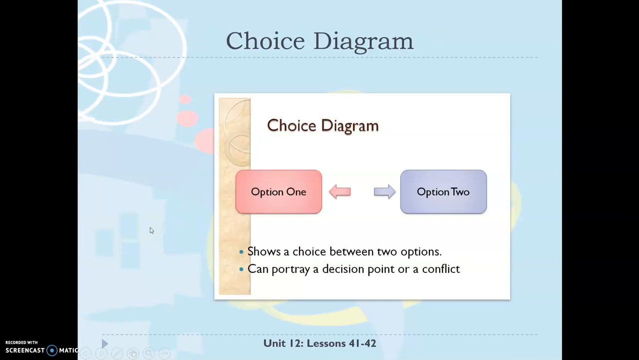There's also choice diagrams. So when we are analyzing data, we might put something like this in there. So a choice diagram, we have option 1 versus option 2. If you want to ask your audience a question, you might ask the question and then ask them to select so that you can get feedback on your presentation and the content that you are presenting. It shows a choice between the two options, and it can portray a decision point or even a conflict.